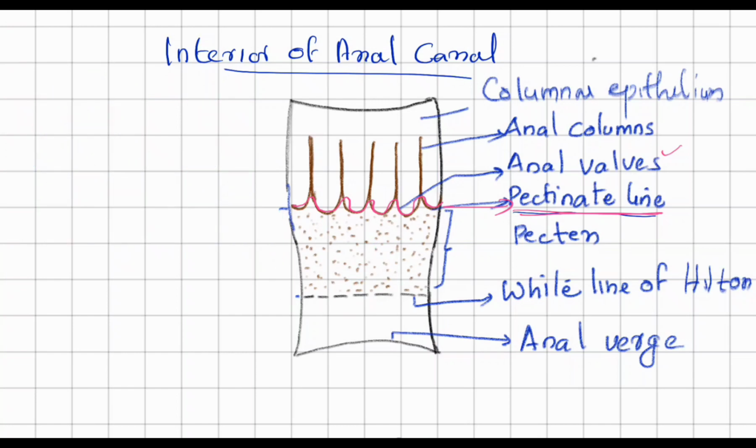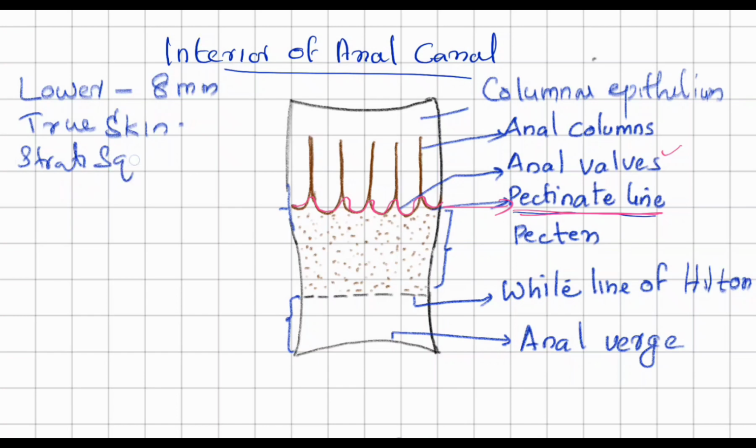Now let us see the lower part. The lower part is 8 millimeter in length. This part is lined by true skin, so the epithelium is stratified squamous keratinized. The area above, the pecten, is lined by stratified squamous non-keratinized epithelium, and this area is stratified squamous keratinized.